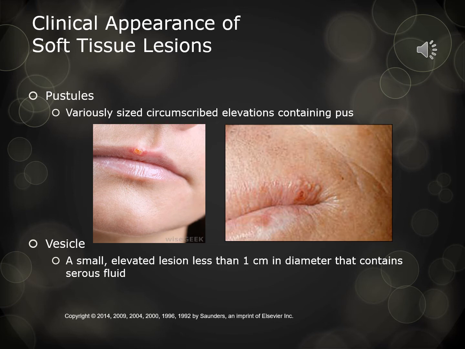It is different than a vesicle. And the vesicle is a small elevated lesion, less than 1 centimeter in diameter, and it just contains serous fluid. Again, the serous fluid is the watery fluid. It does not contain pus in it.